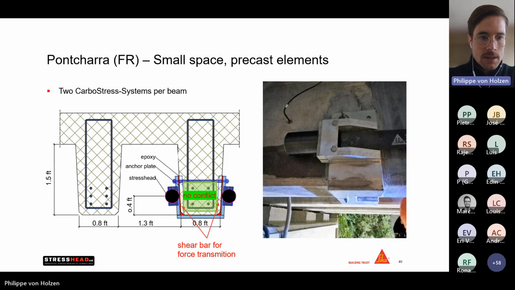We worked for this with a special anchor consisting of a shear bar, which had the dimension of 2.5 centimeters, so 1 inch by 1 inch in each direction, to transmit the force superficially without damaging any of the actual reinforcement here inside of the beam.